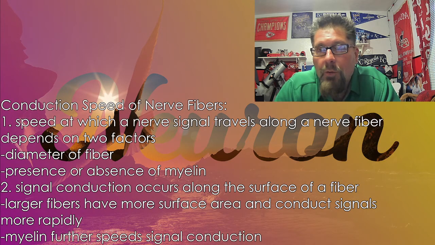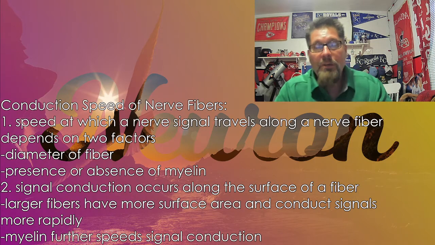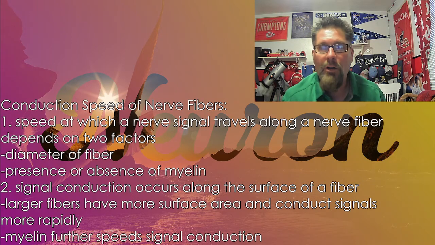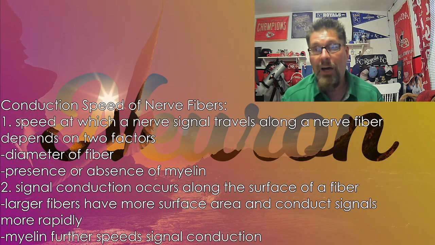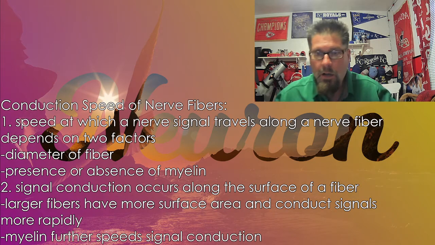So if you think about situations where it's going to have the fastest signal speed, that would be a large myelinated neuron or cell. If it is large and it's unmyelinated, then it will still be fast, but it will be slower. And then the slowest of the fast speeds is a small unmyelinated fiber.